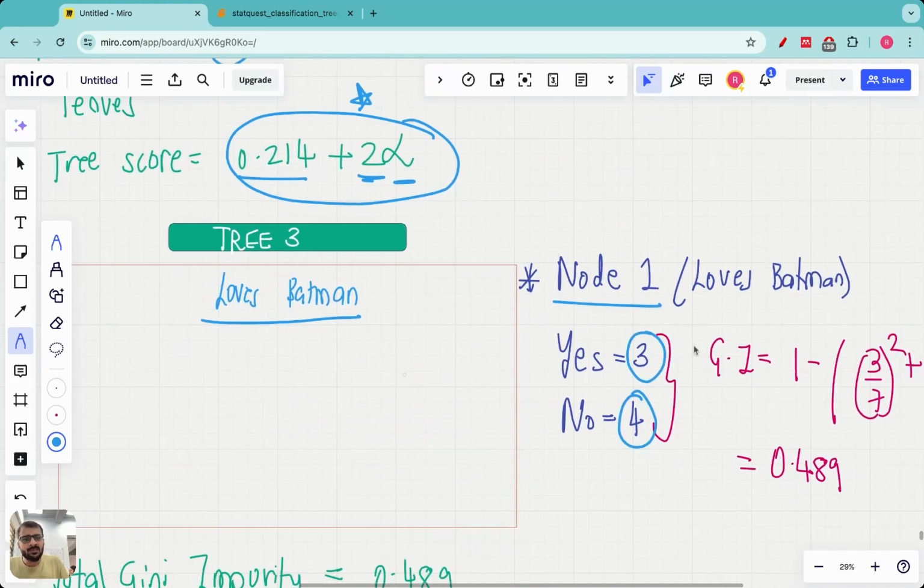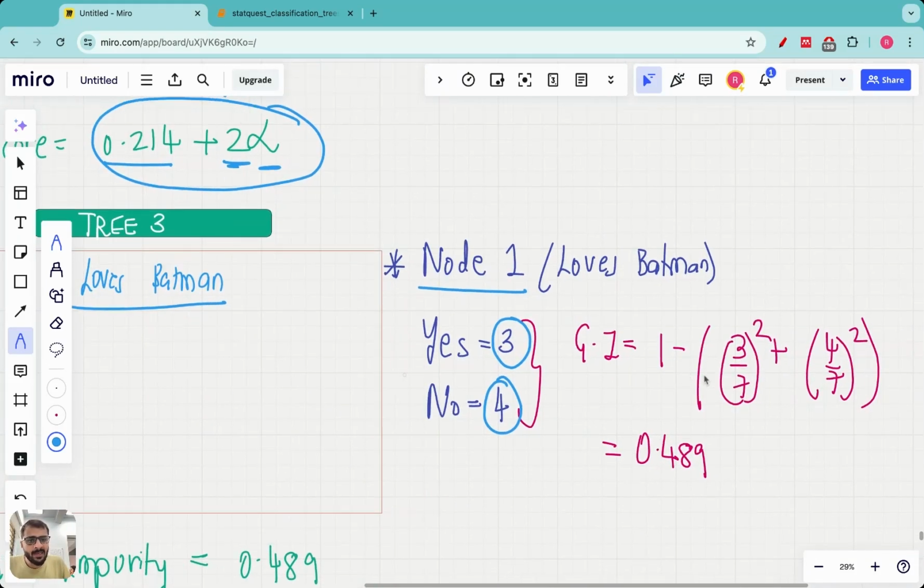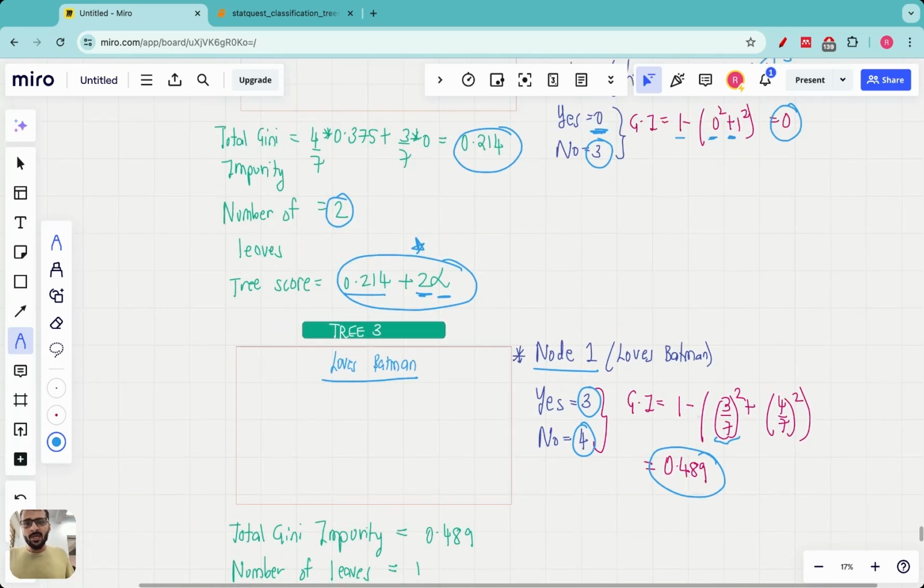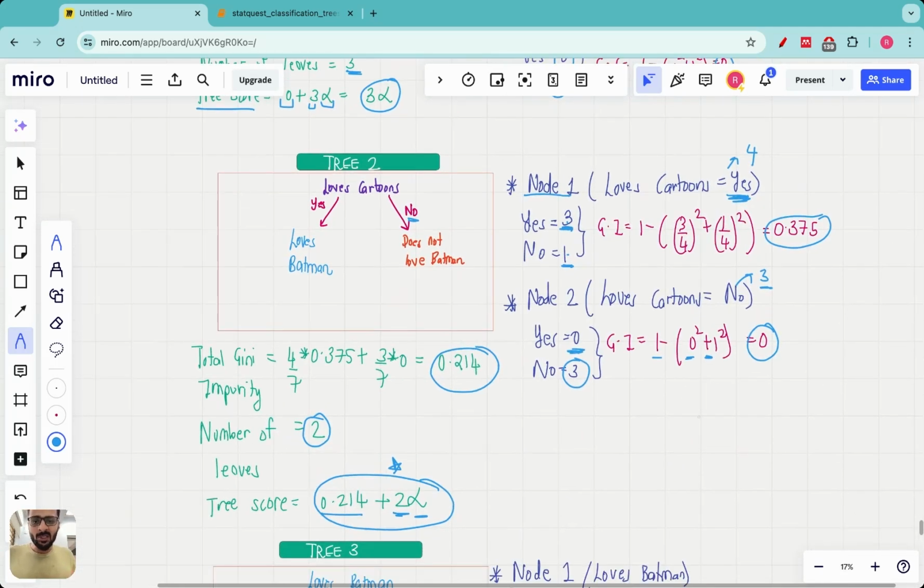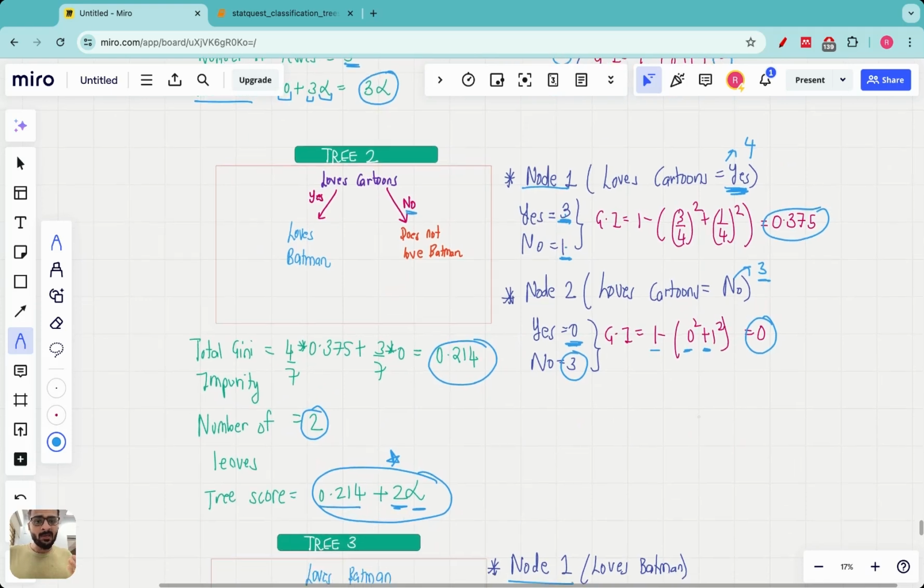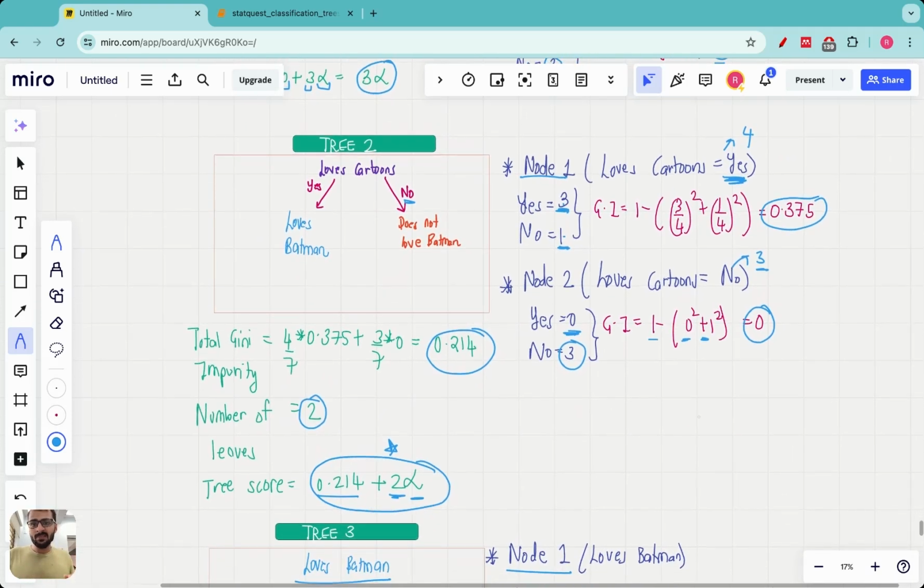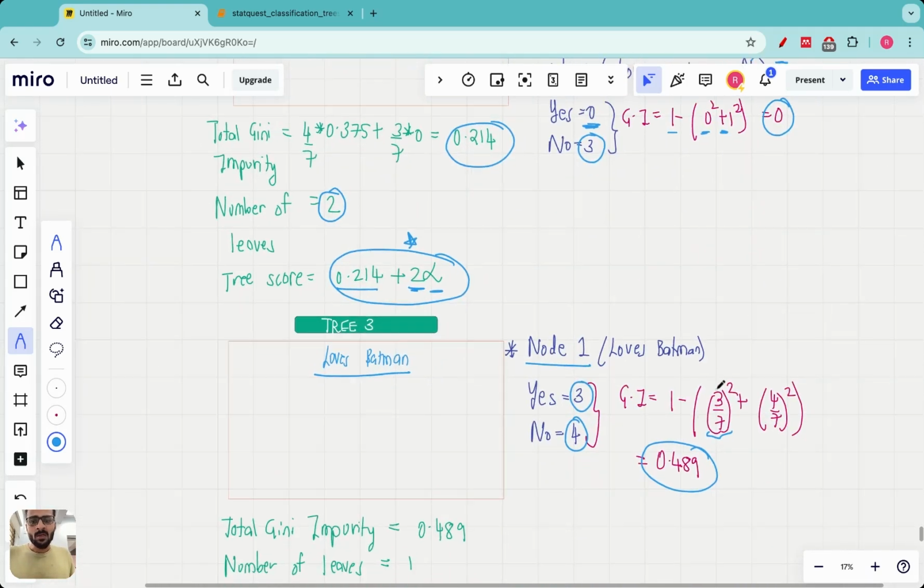So the Gini impurity is 1 minus the probability of yes whole square, which is 1 minus 3 by 7 whole square plus the probability of no whole square, which is plus 4 by 7 whole square. So this calculation turns out to be 0.489. So you will see that for tree number 2 and tree number 3, the Gini impurity is not 0, right? Which means that these trees do make mistakes on the training data.